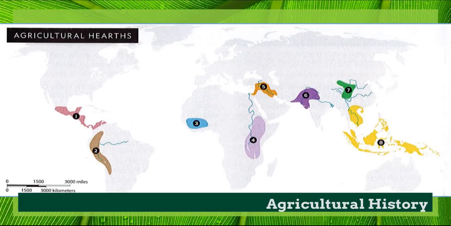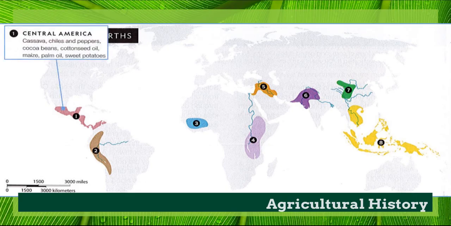Okay, so when we think about agricultural hearths, we're talking about places where agriculture first developed independently in different parts of the world, and you can see that they're numbered here. So you should have some familiarity where these places are. So Central America, early civilizations, they give you some examples here of what kinds of crops they developed in these hearths. So in Central America, we had these root vegetables like sweet potatoes and things that we still associate with Central America, like chiles and peppers.